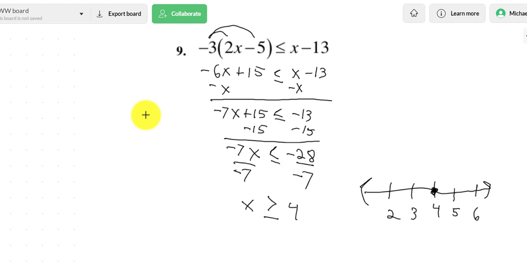x is bigger than 4. Remember, this always closes on the bigger value and points to the smaller. So x is everything that's bigger. So that looks something like that.